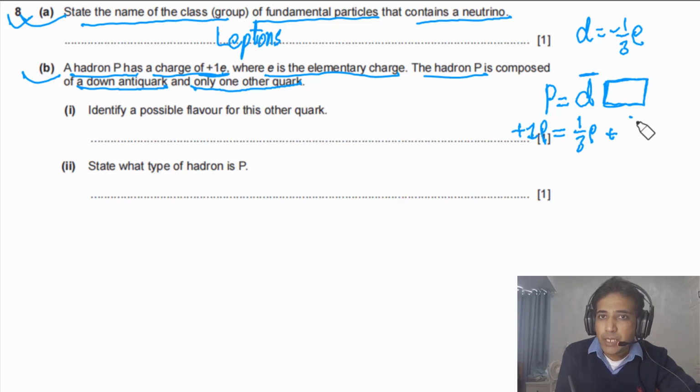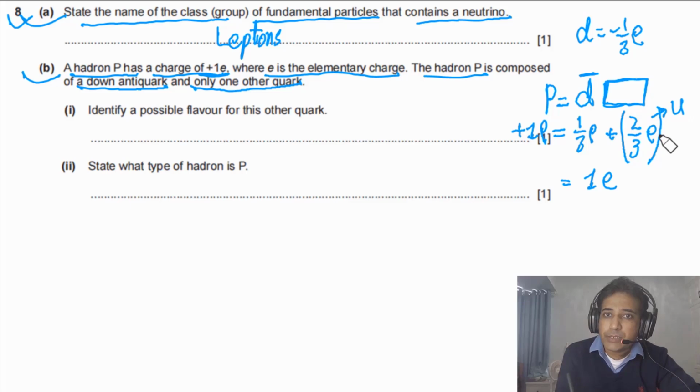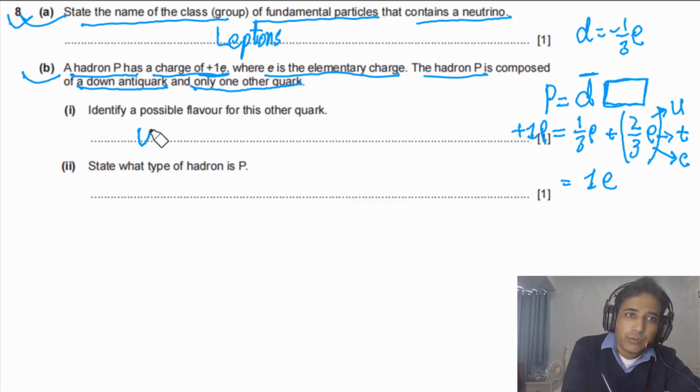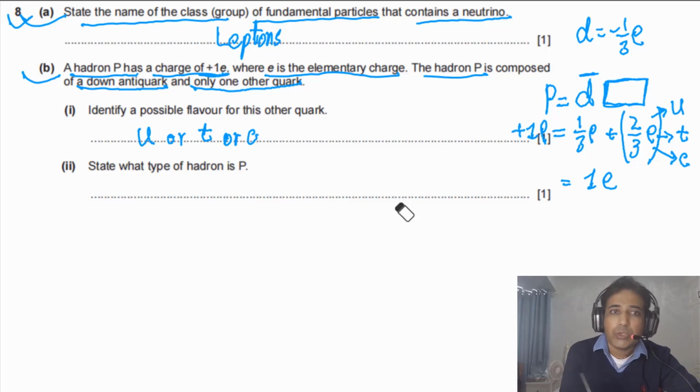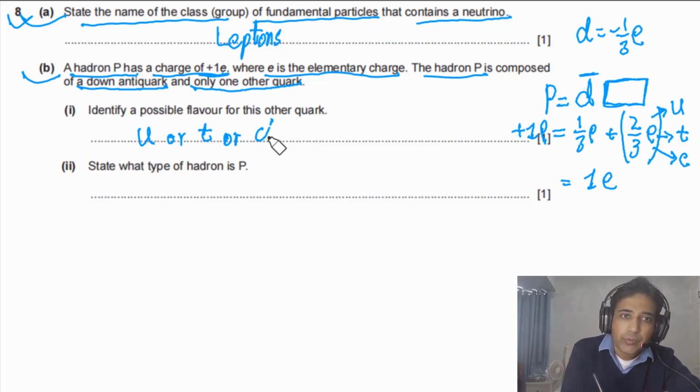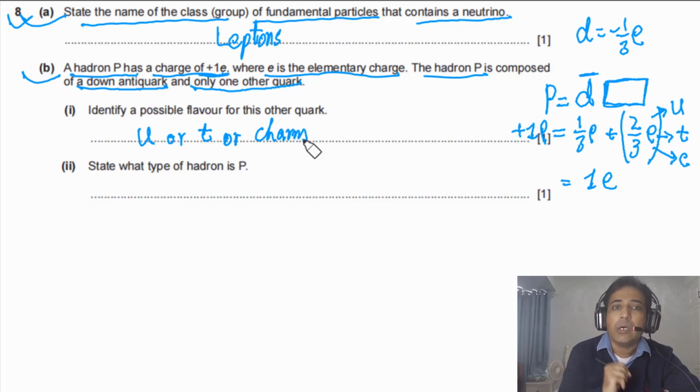Now the charge on this one has to be equal to plus 2 by 3e. So the total charge will be equal to 1e. So this quark can be an up quark, this can be a top quark, and this also can be a charm quark. So you can simply write down up quark, you can also write down top quark, you can also write down charm quark. You can write down C or you can write down charm directly. So this is how you can answer.